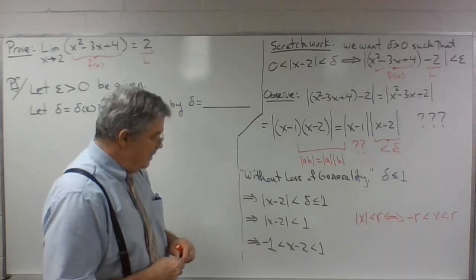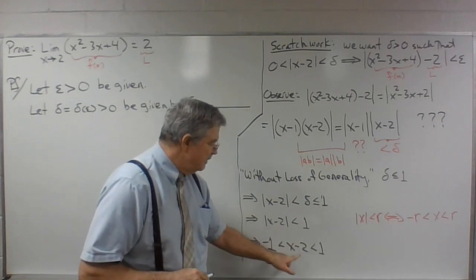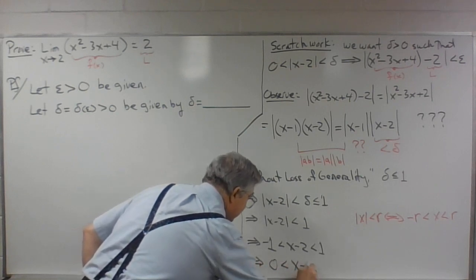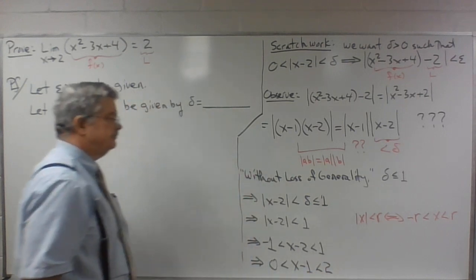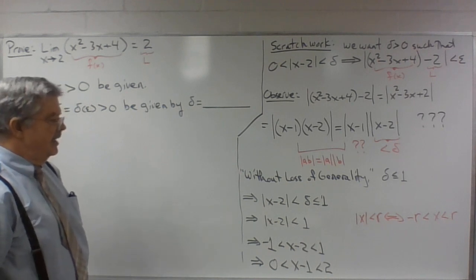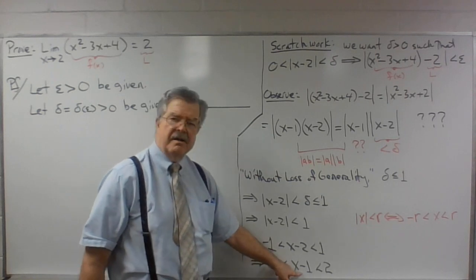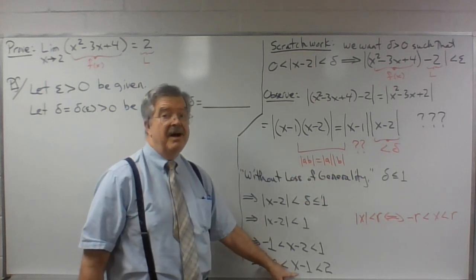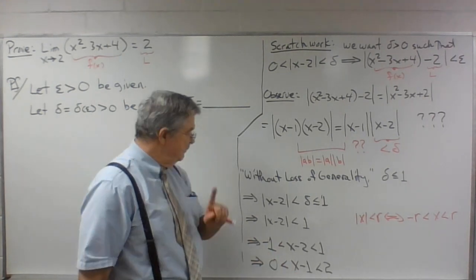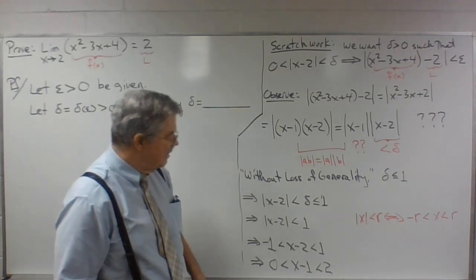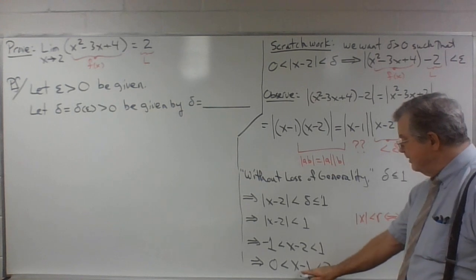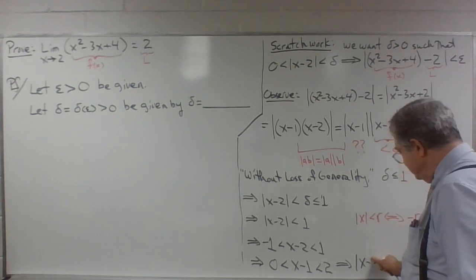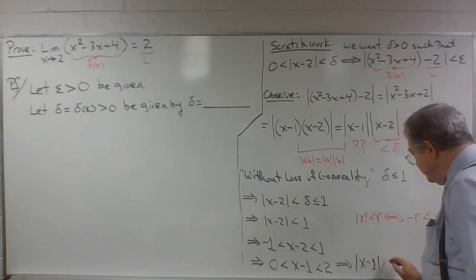And how do I do that? Well, I think if I add 1 to all three sides, I'm going to get x minus 1. So that's what I'll do. I'll add 1 to each side. And that tells me something about x minus 1. With my assumption that delta is less than or equal to 1, x minus 1 is positive and something else. It's less than 2. It's a positive number less than 2, which means absolute value of x minus 1 is less than 2.